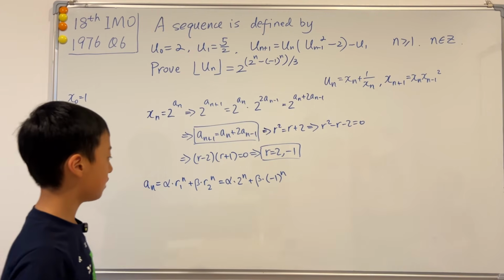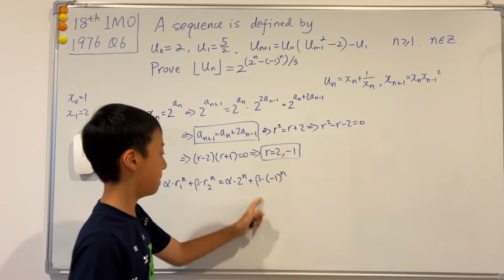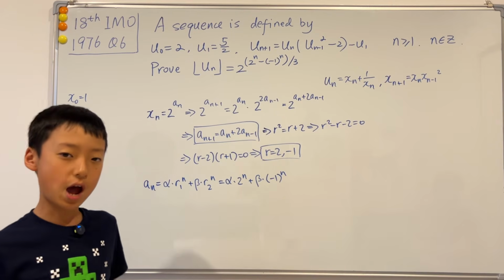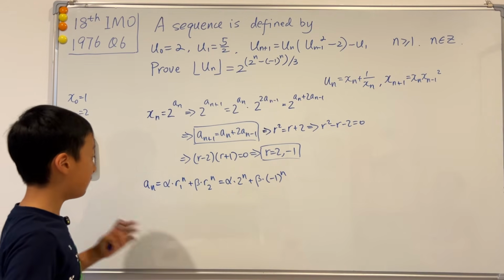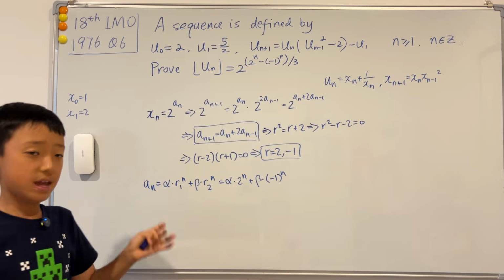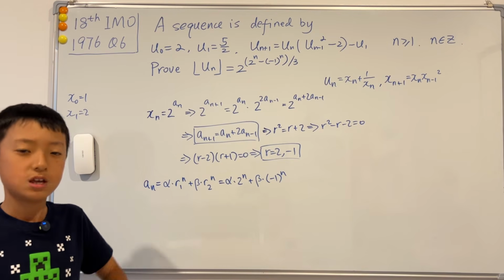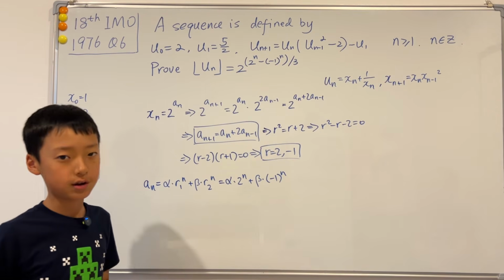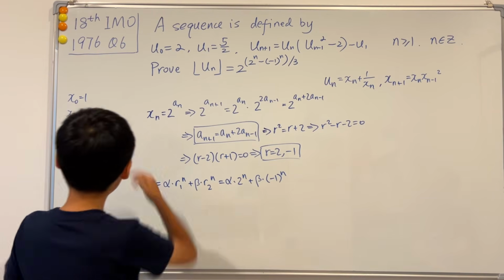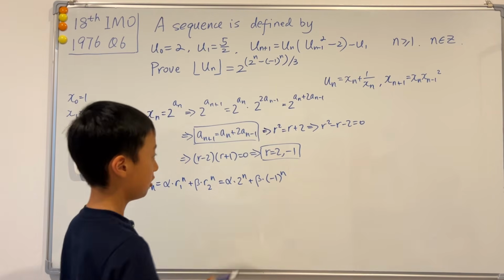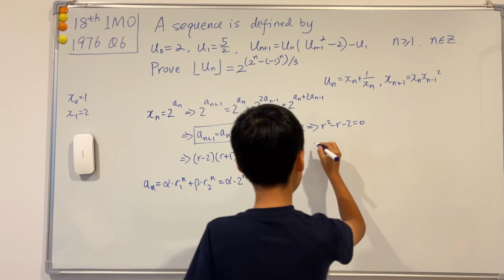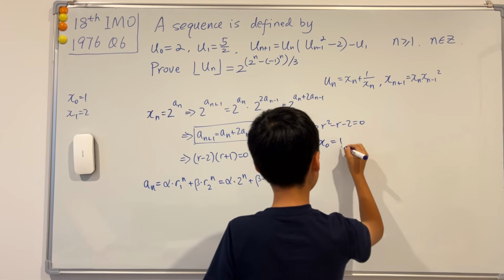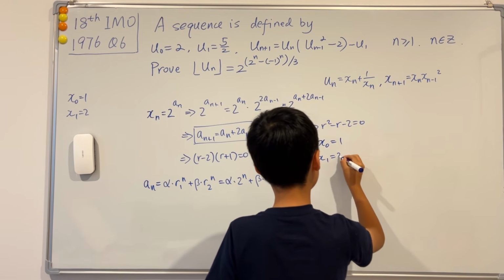So now the only things that we're missing are alpha and beta. So how do we figure out alpha and beta? Well, we need initial values for a_n, for example, a0 and a1. So how do we figure out a0 and a1? Well, from x0 and x1. So if I write them here again, we know that x0 is 1, x1 is 2.